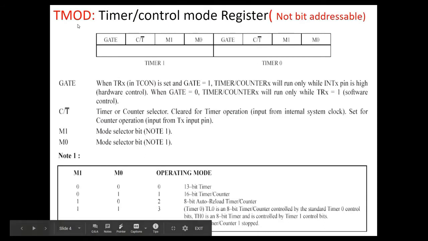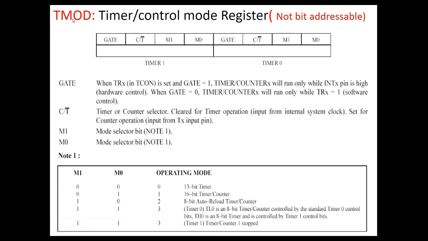Now we'll see what is the function of TMOD and TCON. As I said earlier, TMOD is the timer mode register. This register is used to select the mode of operation of the particular timer, and note that this is not bit addressable. TMOD is an 8-bit register, and the lower 4 bits are reserved for timer 0 and the higher 4 bits are reserved for timer 1.